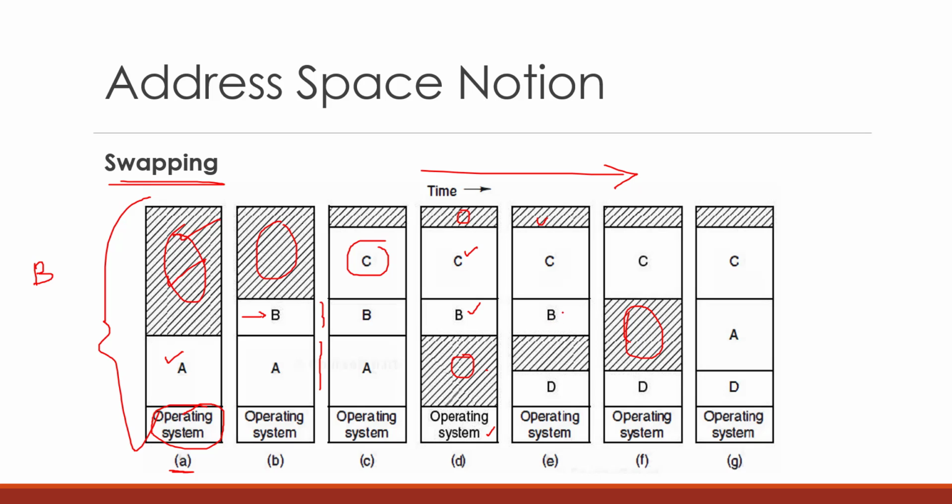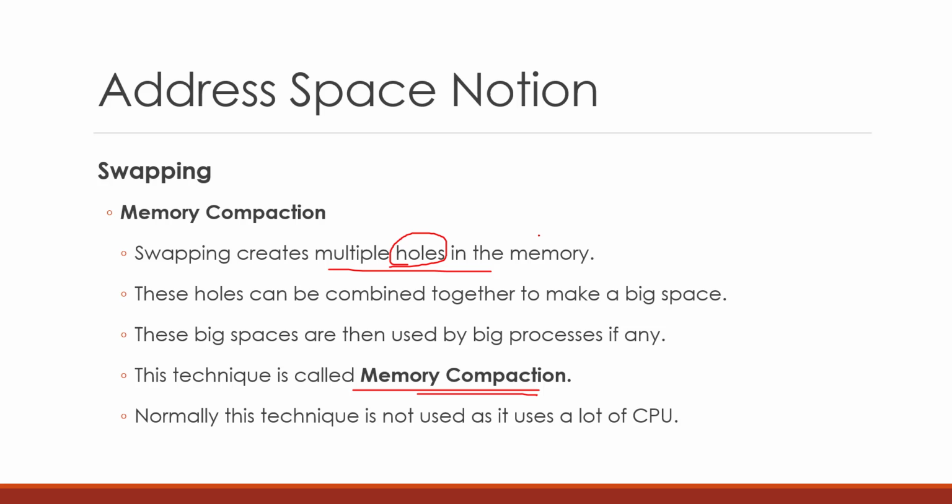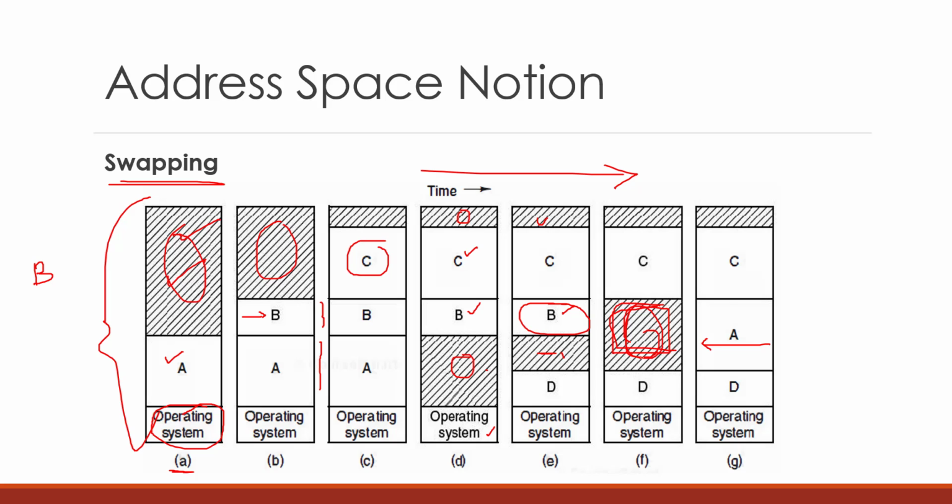So process B was done, there was a free space here, and the space left by process B was combined with this free space. So we had a bigger free space and A was given this space. So this is called swapping, and combining the free spaces is called memory compaction. As I said, this technique is not used too much because it uses a lot of CPU time. CPU time is wasted just completing this task of combining these free spaces or holes.